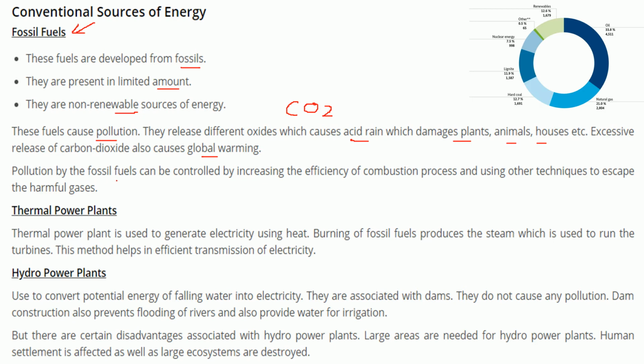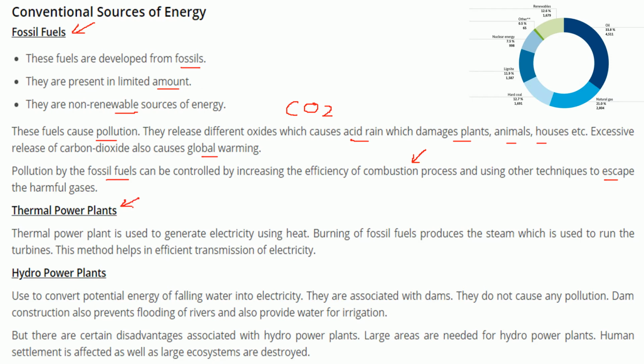The pollution by these fossil fuels can be controlled by increasing the efficiency of the combustion process. And there are other techniques to get rid of the harmful gases. But still, they will create some or other pollutants.